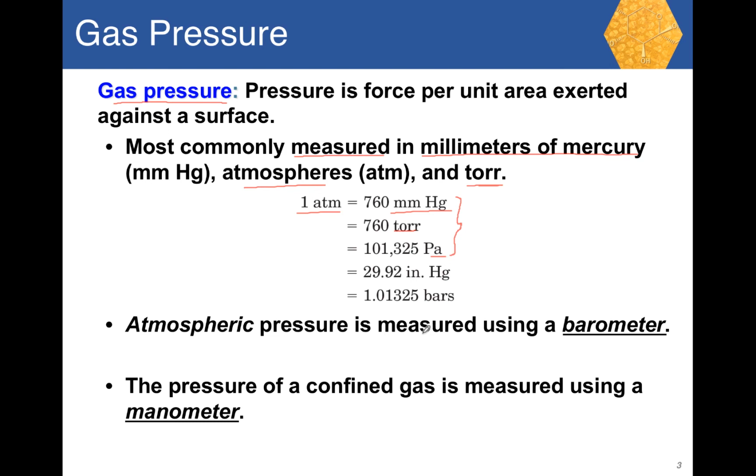Atmospheric pressure is measured using a barometer. So when you watch the news in the evening and they give you the pressure of the atmosphere outside, it's measured using a barometer. A manometer, on the other hand, is used to measure the pressure of a gas in a confined space. So whenever you measure the pressure in your tires, typically that instrument is a manometer. Of course, it comes in different forms.